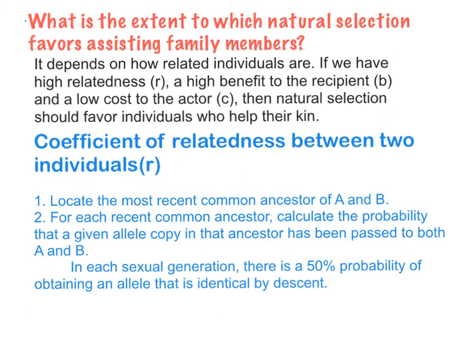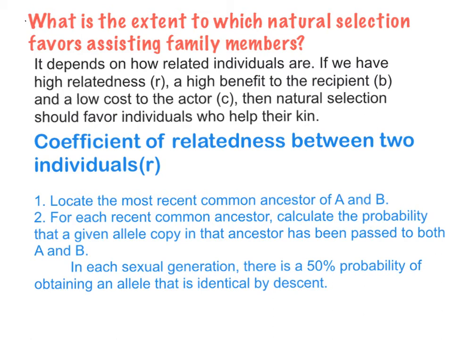But how related are two individuals? We refer to this as the coefficient of relatedness, otherwise denoted by lowercase r. Let's refer to these two individuals as A and B. Step 1. Locate the most recent common ancestor of A and B. Step 2. For each recent common ancestor, calculate the probability that a given allele copy in that ancestor has been passed to both A and B.